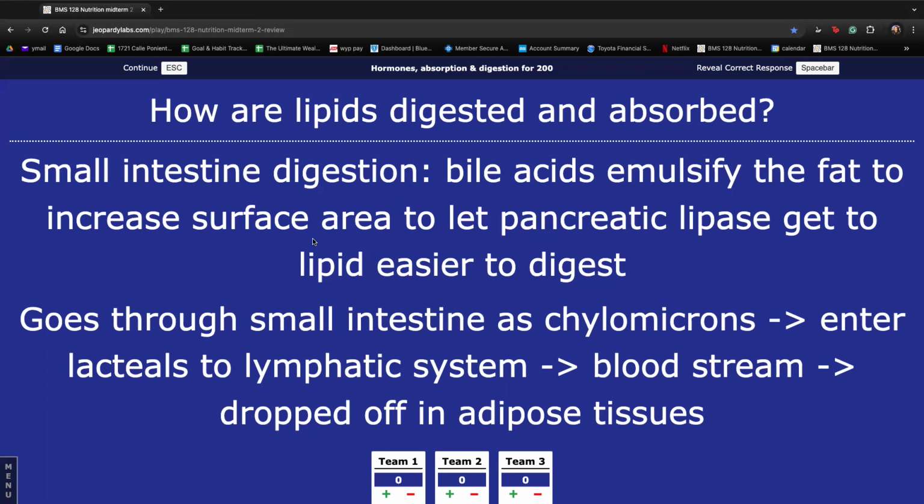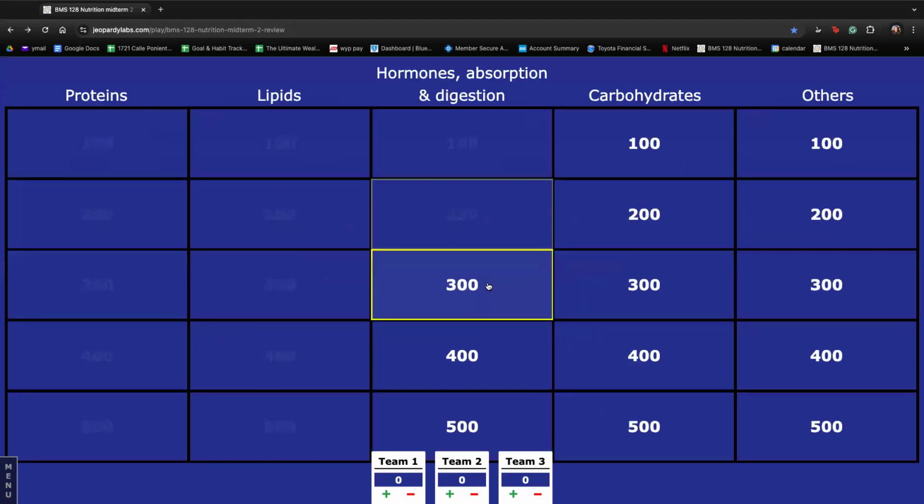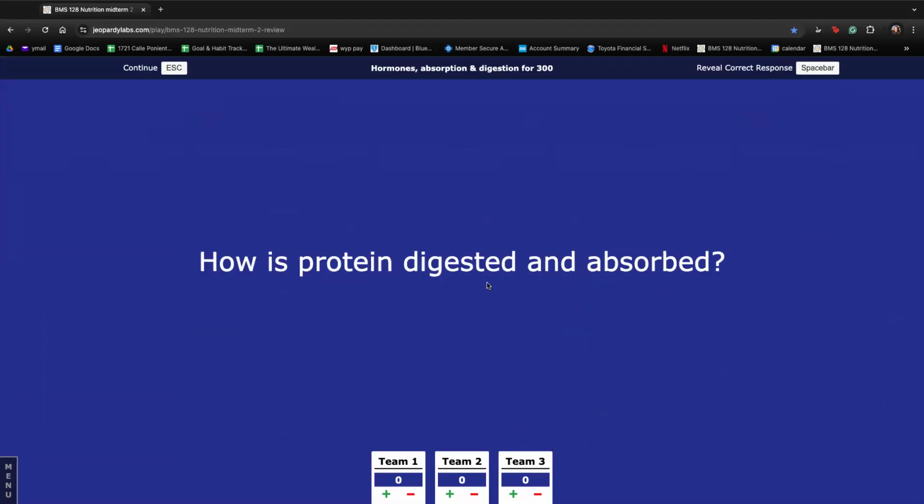Does anyone have questions about this? How is protein digested and absorbed?